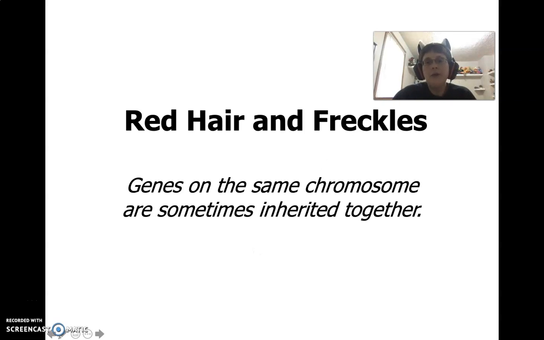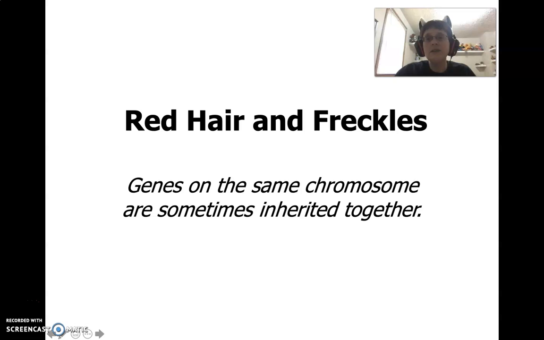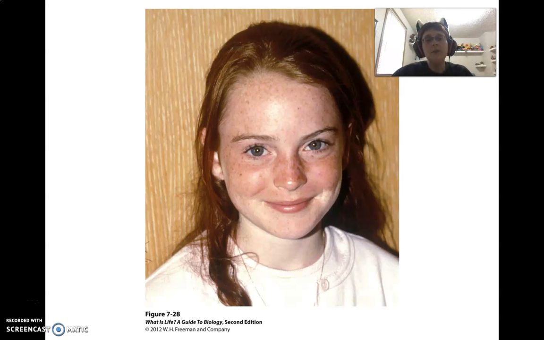So what's an example of something that doesn't follow this law of independent assortment? So in humans, red hair and freckles are an example of genes on the same chromosome being inherited together. So if you think about someone who has red hair, almost everyone who has red hair has freckles. And if you look at this picture, you may also notice this individual has light, pale skin, and they're generally going to have blue or green eyes.